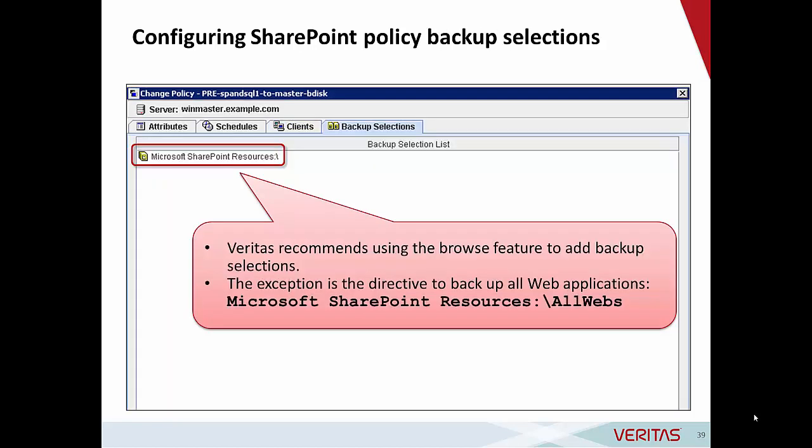This slide shows an example of the backup selections list, and this is one of the things that's going to determine whether we're protecting web applications for GRT backups, or whether we're protecting all SharePoint resources in a farm-level backup. If we're going to be protecting individual SharePoint components, then it's best to use the Browse feature to select them, because it's very easy to mistype the long names that some of these SharePoint objects have. If I'm going to be using one of the higher level directives, for example the All Webs directive, then it's not usually necessary to browse. That's easy enough to type in.